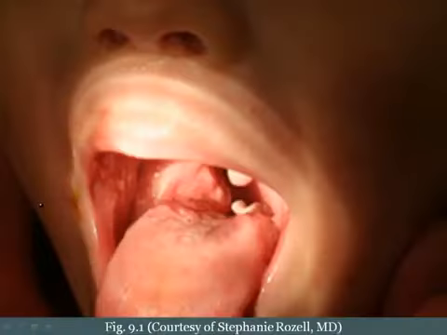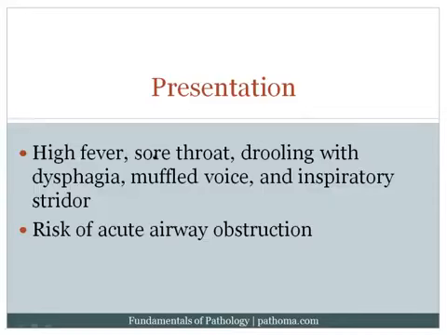Now, you're well aware of the fact that the epiglottis sits at the back of the throat behind the tongue, and so you get massive inflammation of the airway, and so you can see what an inflamed epiglottis might look like. The patients will present with high fever, sore throat because of the inflammation in that region, and then they get drooling with dysphagia because the epiglottis is swollen and hence the airway is compromised.